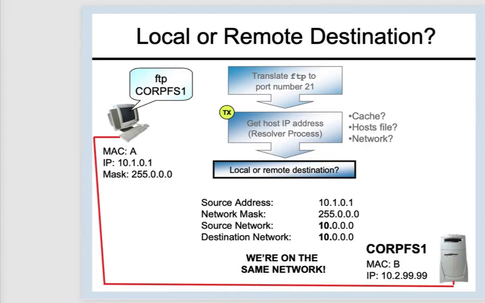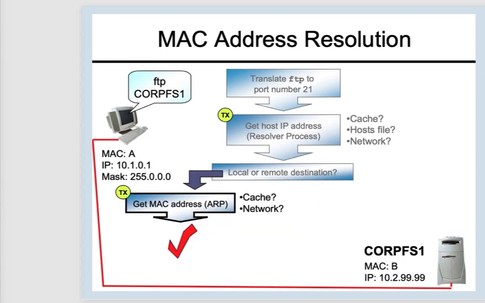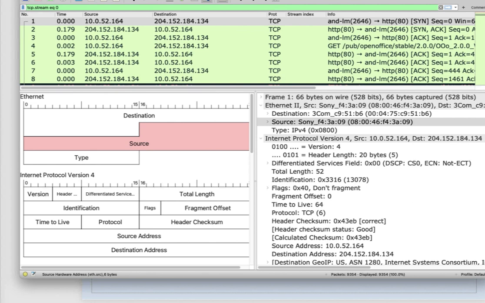So I determine if it's a local address or not by comparing my IP address to the destination address I want to get to. So if we're on the same local area subnet, then I can just look in my ARP cache to see if I have a MAC address for that destination IP address. And if not, then I'll ARP locally for the MAC address of that IP. So I can look and get that address with an ARP if it's a local destination.